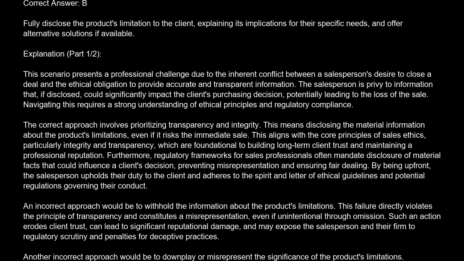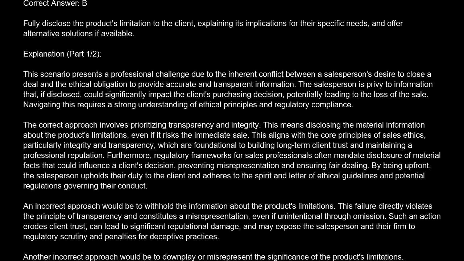The correct approach involves prioritizing transparency and integrity. This means disclosing the material information about the product's limitations, even if it risks the immediate sale. This aligns with the core principles of sales ethics, particularly integrity and transparency, which are foundational to building long-term client trust and maintaining a professional reputation.